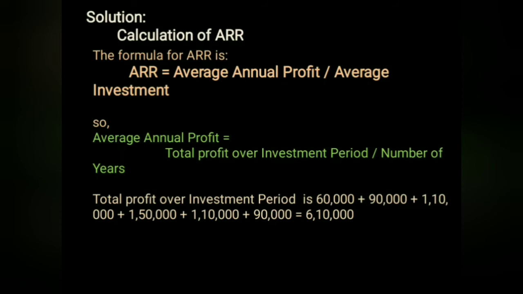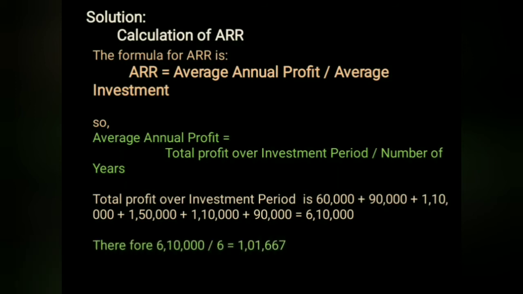Average annual profit equals total profit over the investment period. How much do we get? 6,10,000. And what is the number of years? 6 years. Here we are dividing the 6,10,000 by 6 years, and we are getting 1,01,667 rupees over here.